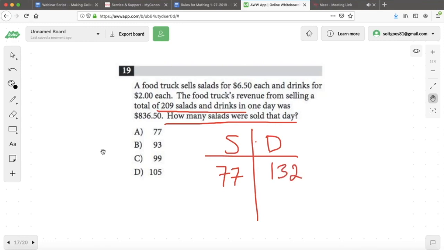Okay, great. Now, we know how much the salads cost. We know how much the drinks cost. We can easily calculate the cost and see if everything adds up to $836.50. Does that make sense? All right. So let's calculate how much that 77 salads is going to cost, or how much that's going to bring in revenue. How much is that going to bring in revenue?